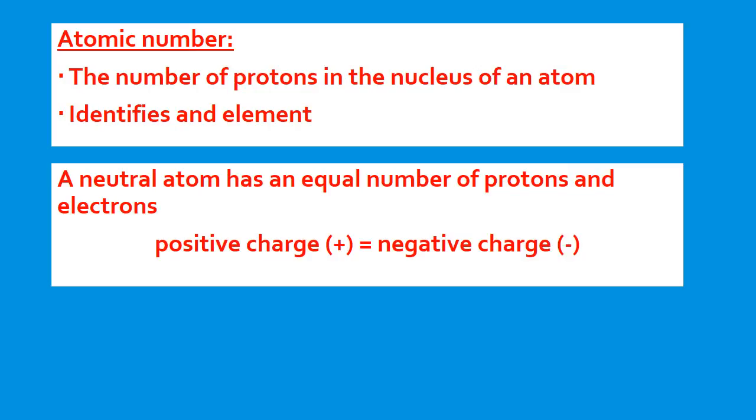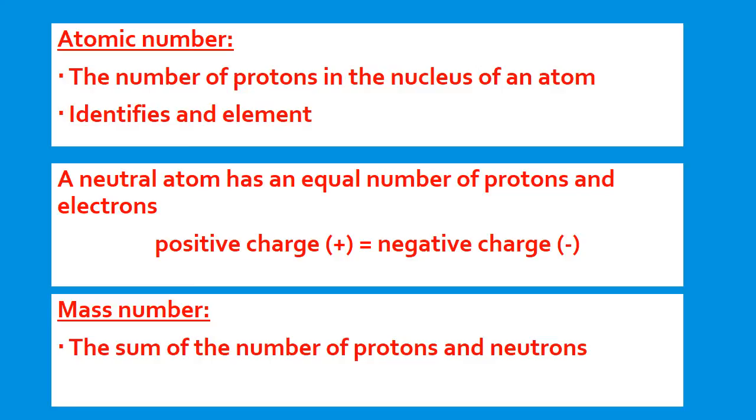Atoms in their natural states are neutral. That is, they have an equal amount of protons and electrons. So the positive charges and negative charges are equal, resulting in a neutral particle. The mass number is the sum of protons and neutrons. So here we talked about atomic number being the number of protons.